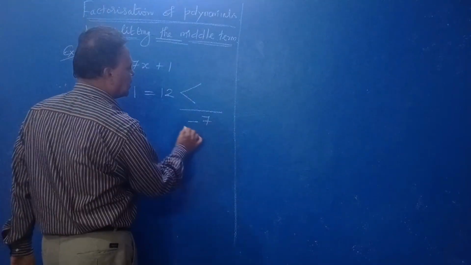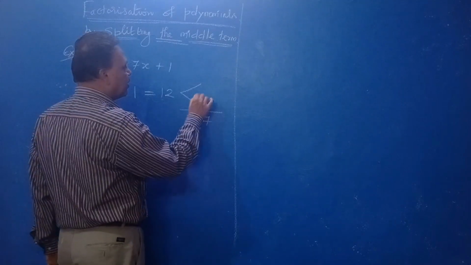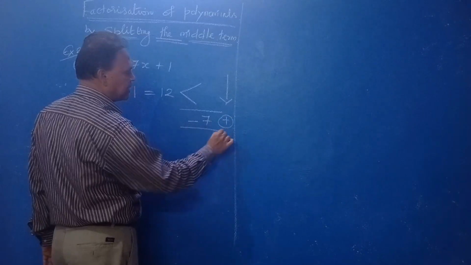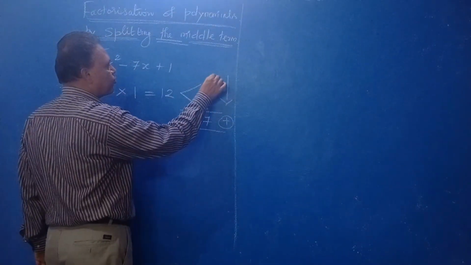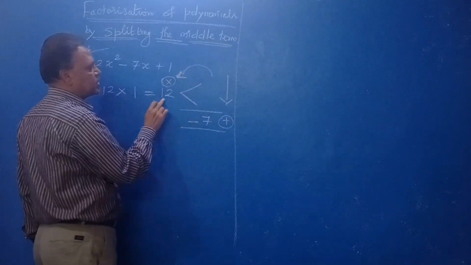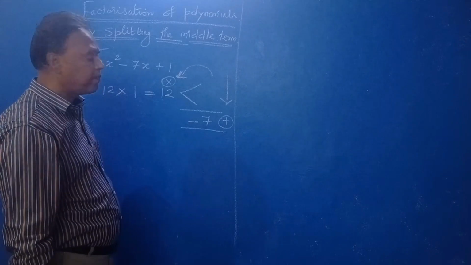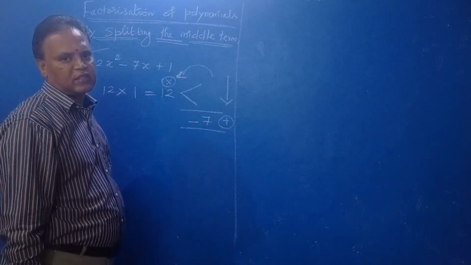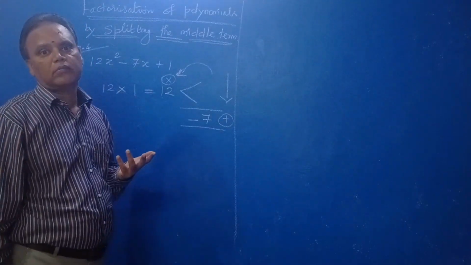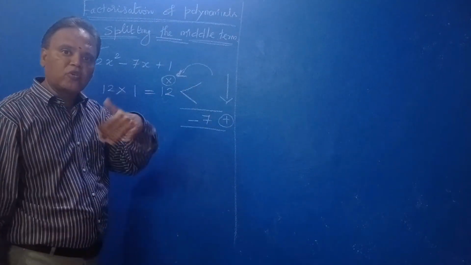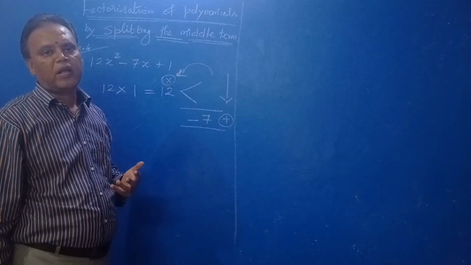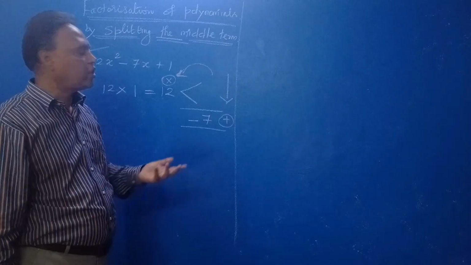So you have to get minus 7 when you add, and at the same time, when you multiply, you have to get plus 12. The sign is very, very important. In this way you have to find two factors. What are the two factors here? The 12 table: 3 into 4 is 12, and 6 into 2 is 12, but adding 6 and 2 gives 8 only.